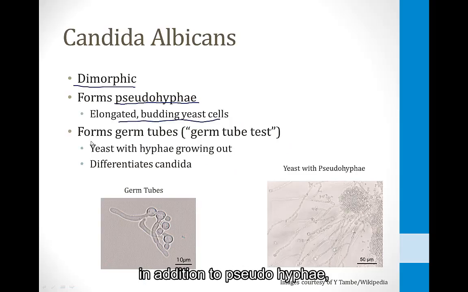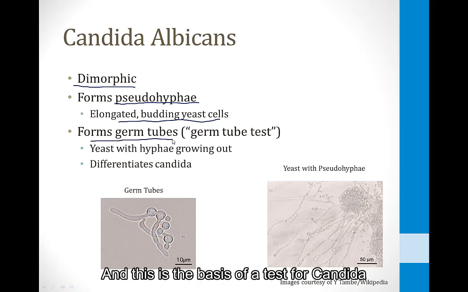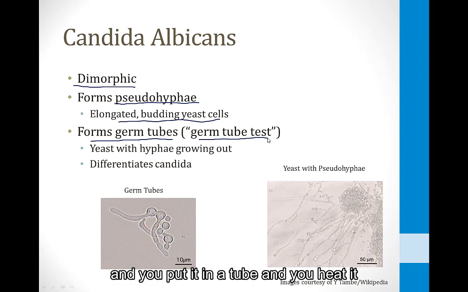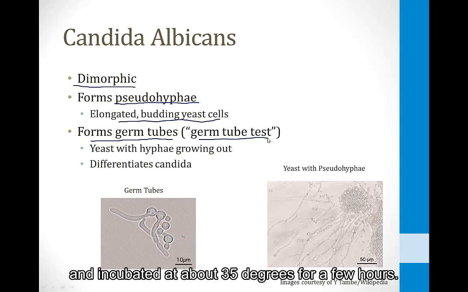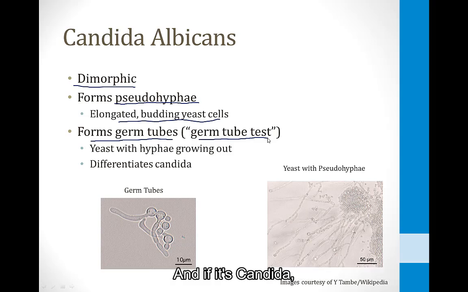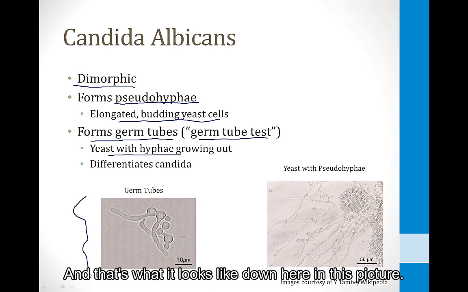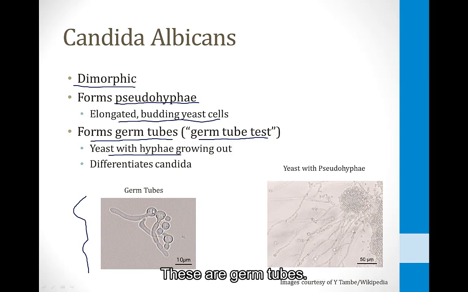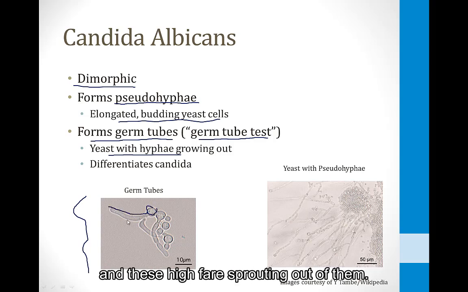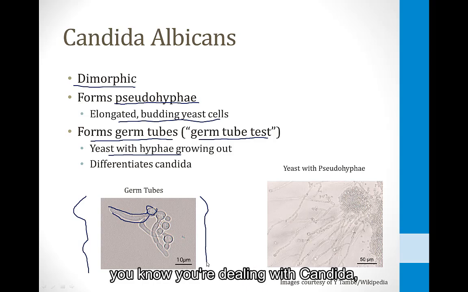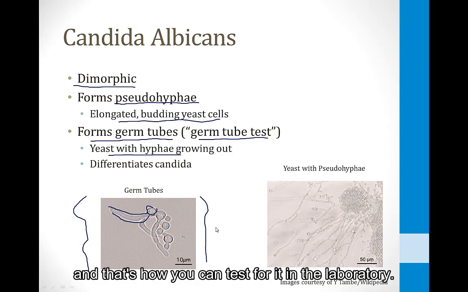In addition to pseudohyphae, Candida likes to form germ tubes, and this is the basis of a test for Candida called the germ tube test. If you have a lesion that's suspicious for Candida, you take a little bit of a scraping of it, put it in a tube, and incubate it at about 35 degrees for a few hours. If it's Candida, the yeast will sprout hyphae. Those are called germ tubes, and that's what it looks like down here in this picture. These are the yeast cells here, and these hyphae are sprouting out of them. When you see these germ tubes start to form after you take it out of the incubator, you know you're dealing with Candida, and that's how you can test for it in the laboratory.